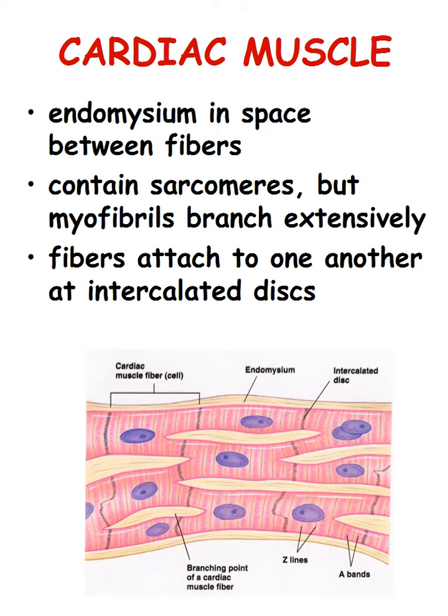The space that is found between the fibers is the endomysium, and cardiac cells also contain sarcomeres, but their myofibrils branch extensively, and so these are attached to one another by the intercalated discs.